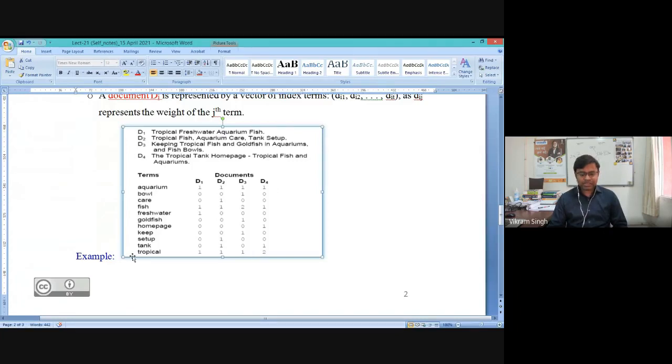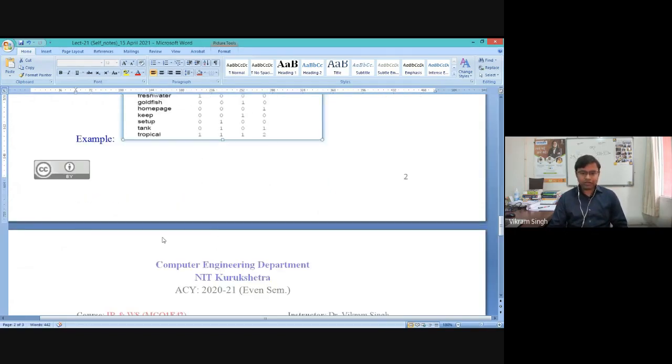But if you see the last term, it is tropical. It is present once in the D1, D2, D3 documents, but in the case of D4, it is appearing twice. So in the vector space model, we are maintaining this term frequency, the term weight, along with the vectors. In the vector representation, we maintain the term and its weight within each document. And this weight will help you to place a particular document in the ranked list after the retrieval, right?